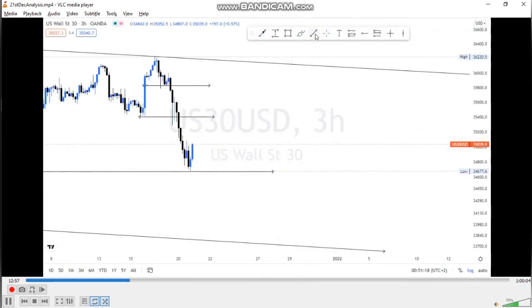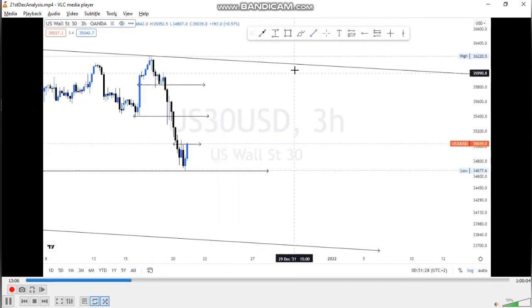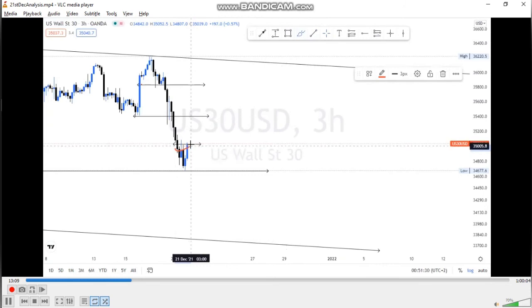Okay, I can regard this as a situation. Basically, if you get a break, and another 3-hour candle closes above, then I'm going to wait for the retest. And remember, the retest can be at any level. It can be at any level. So I'm gonna wait for the retest.